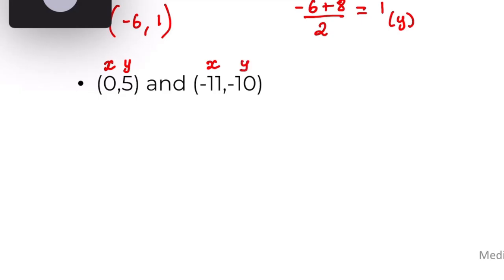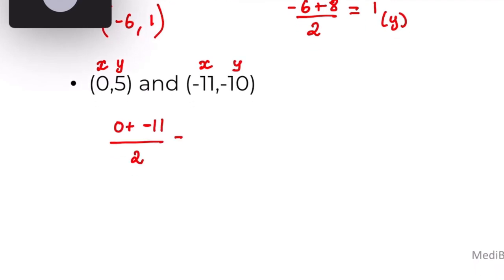Okay, so we're going to work out the midpoint of the x. So we're going to do 0, add minus 11, divided by 2. And then 0 add minus 11 is the same as 0 minus 11, which means it's minus 11. And then we're going to divide by 2. Minus 11 divided by 2 is going to give you an answer of minus 5.5, and that's your x.